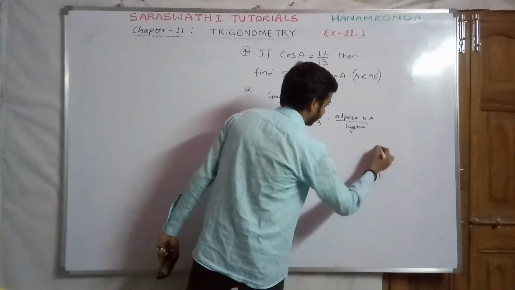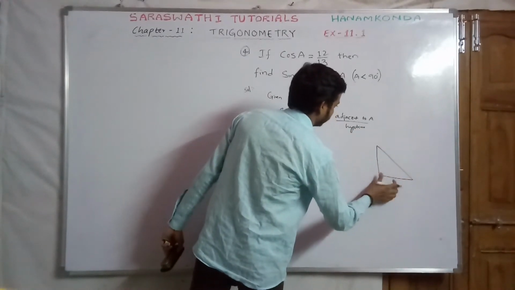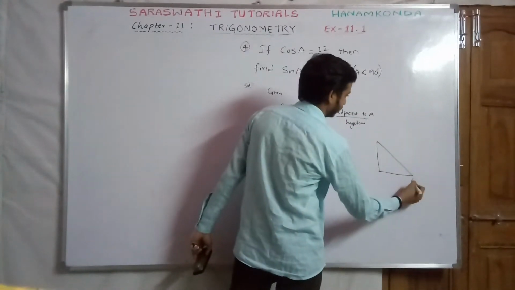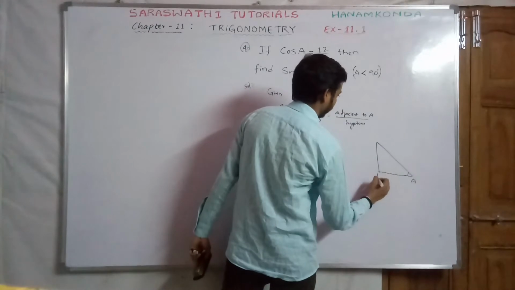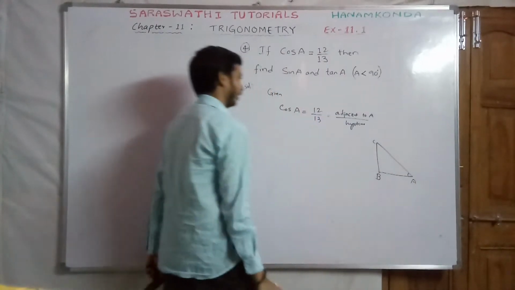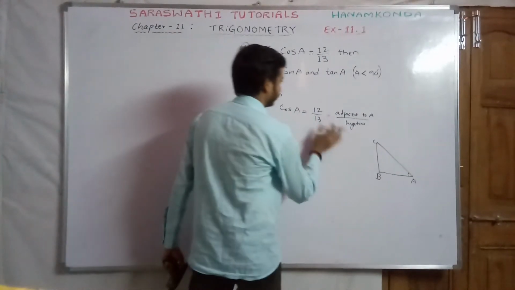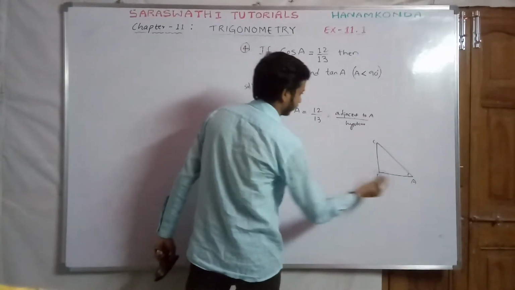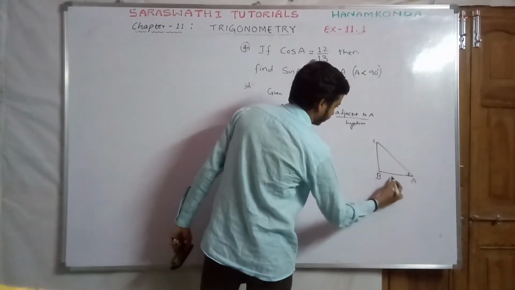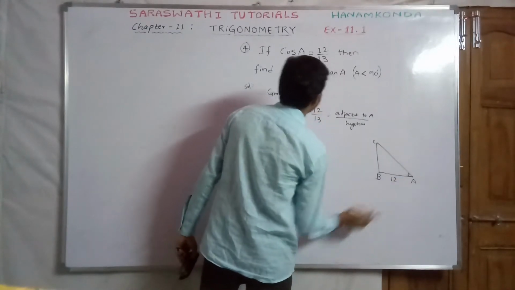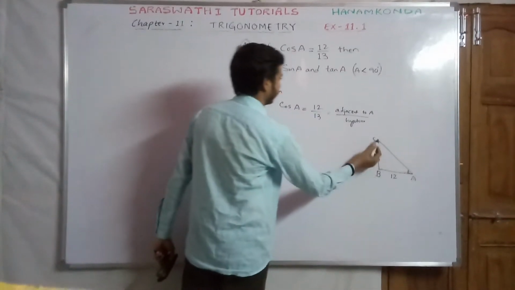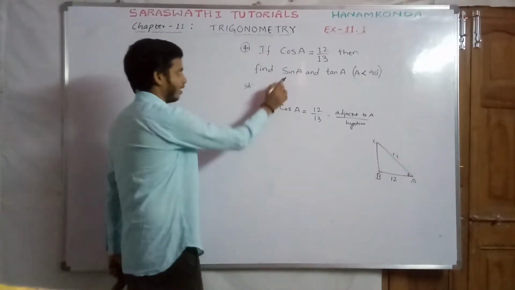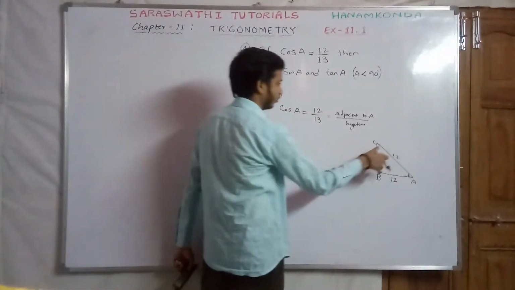Okay, so if you consider a right angle triangle, here angle A is less than 90, as mentioned in the question. Let ABC be the right angle triangle. Adjacent to A is 12, so the adjacent side to A is AB, that means AB is 12. The hypotenuse, the longest side, is CA, and its value is 13. So we have to find sin A and tan A.